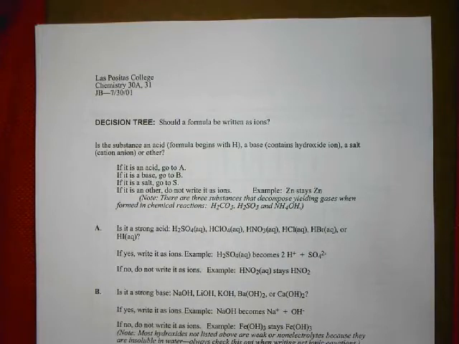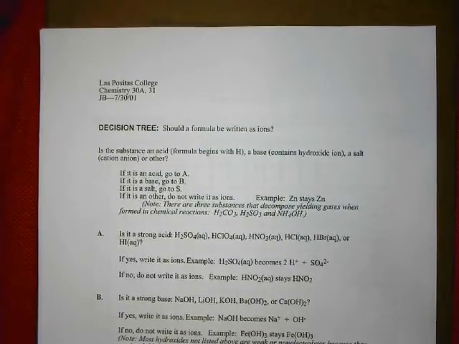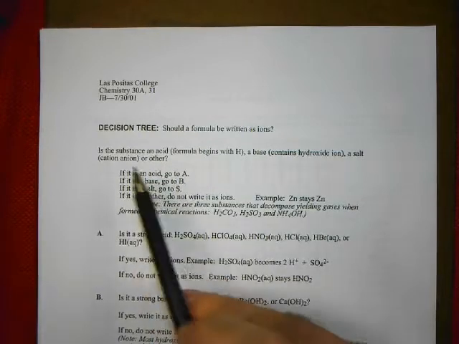Welcome to video 2 for section 1, net ionic equations. What we are going to be looking at today is the decision tree, so please make sure that you have your decision tree in front of you. This is a tool that we can use to decide whether something should be written as ions or not as ions. And we're going to start right here with this question.